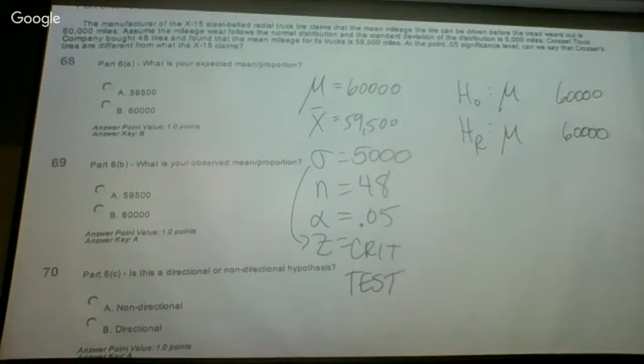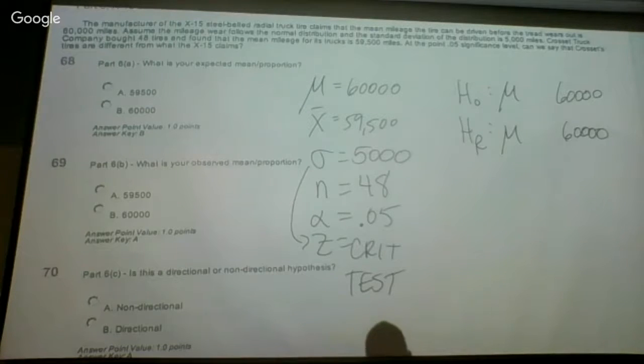Go to the question. Luke, why? Because we're trying to see whether the tires last more or less than 60,000 miles. So you say directional or non-directional? I say directional. Which direction, more or less? They last less than that, because the observed was 59.5.